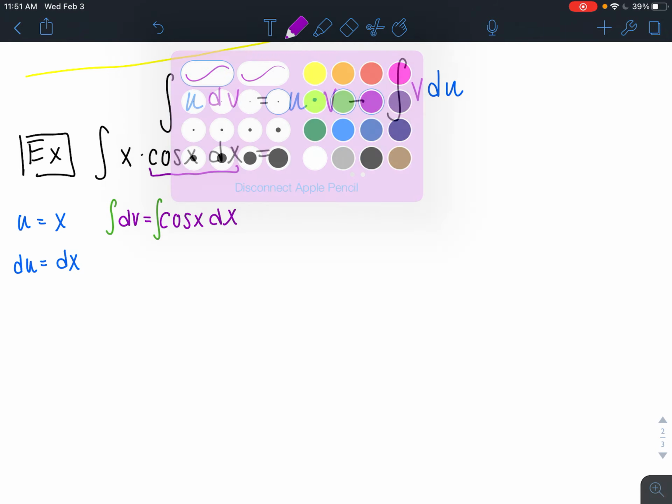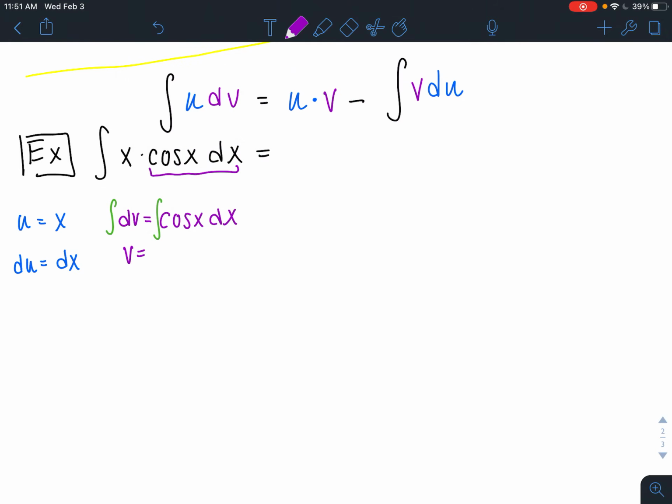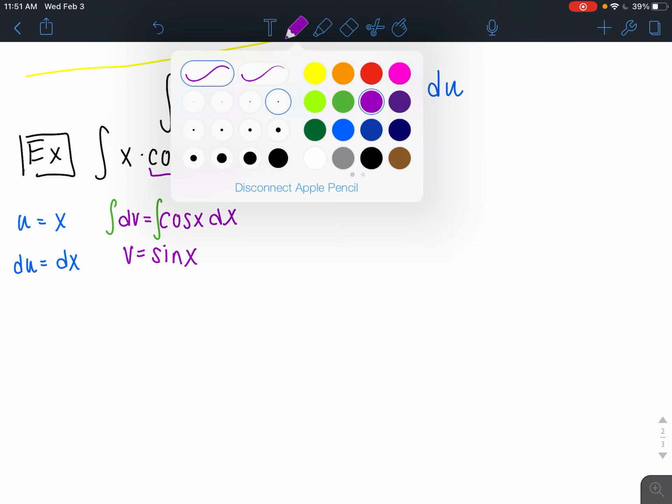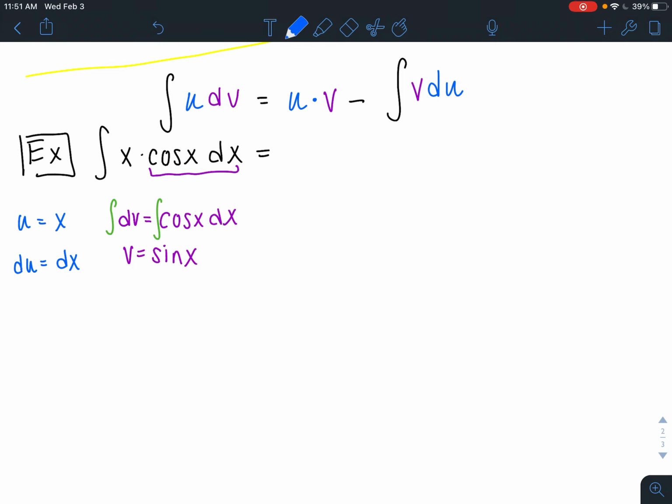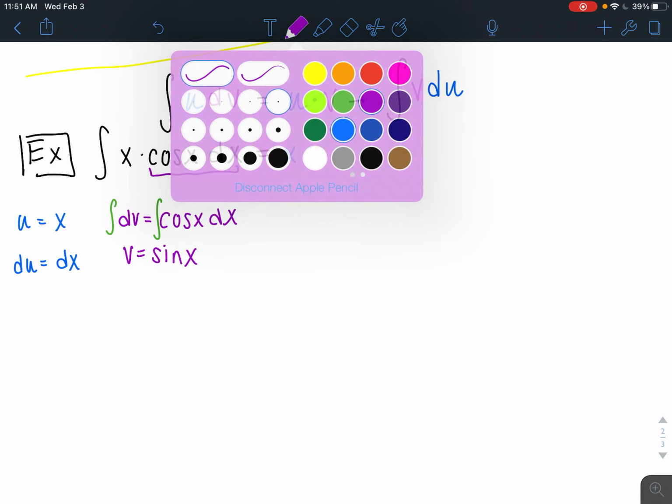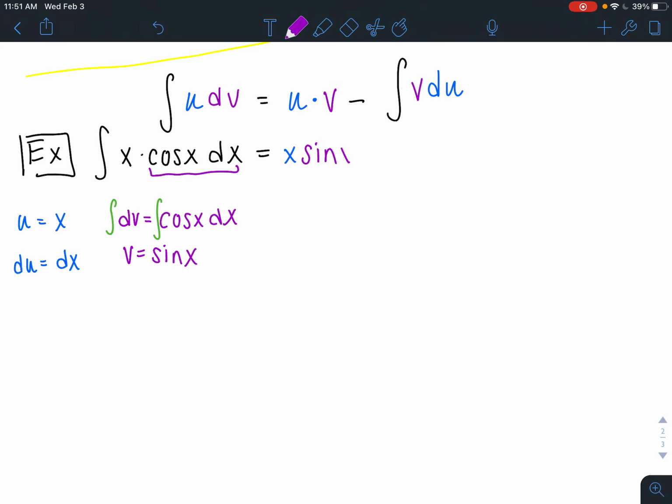So if I integrate both sides of that to get what my v function is, the integral of cosine is just sine of x. So now if I just follow my formula, that integral equals u times v, so I'm going to get x times the sine of x minus the integral of my v function, so that's going to be sine of x times my du, which is dx here.